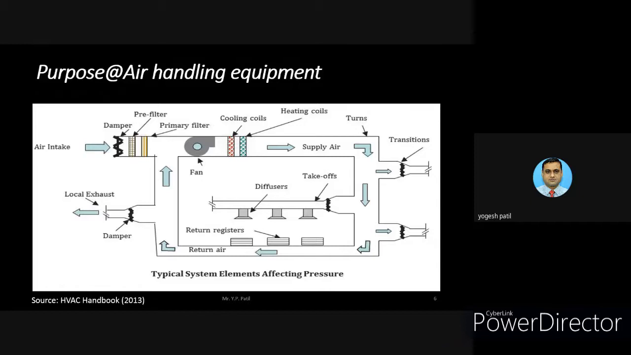This is the overall typical elements of air volume systems. There are two lines shown over here. You can see in this that the air is taken in, and there is a damper, a pre-filter, a primary filter, then it goes through the fan, then there is a heating coil, a cooling coil, and then this supply air passes through the main chambers.